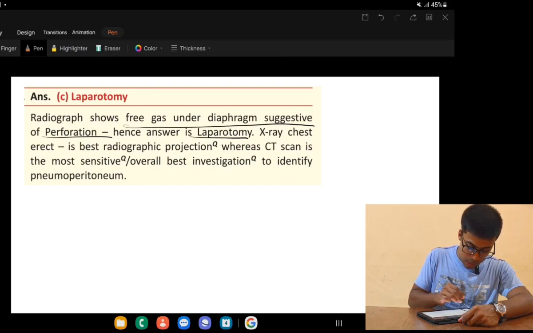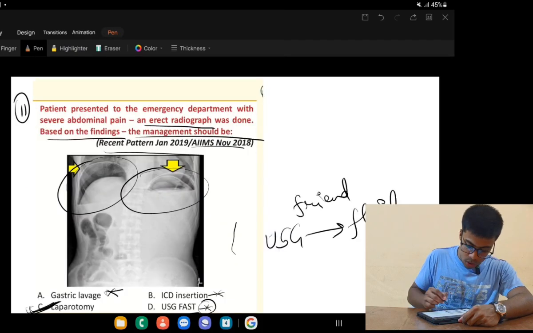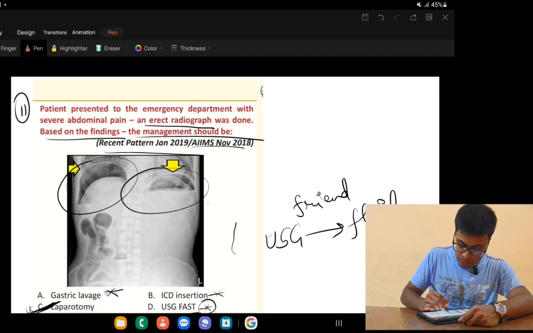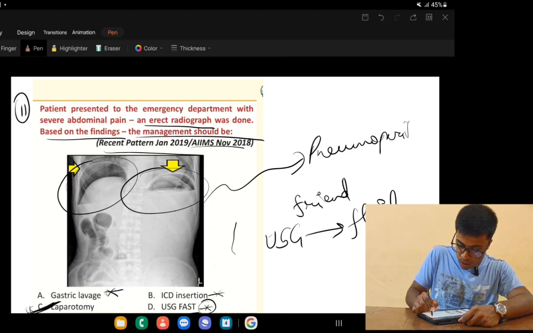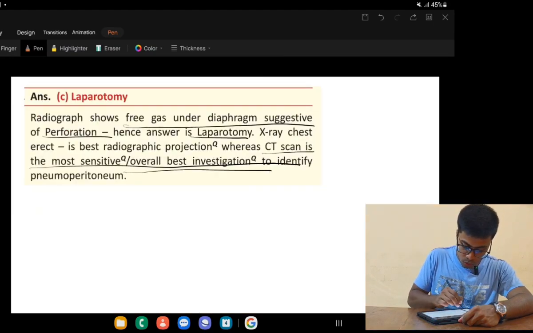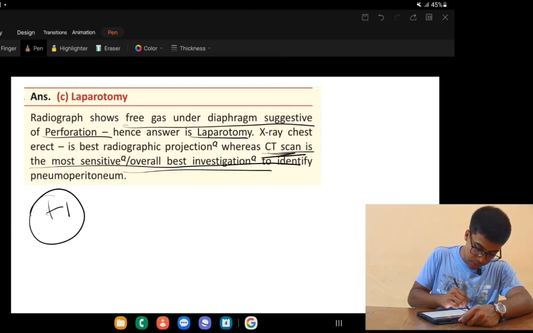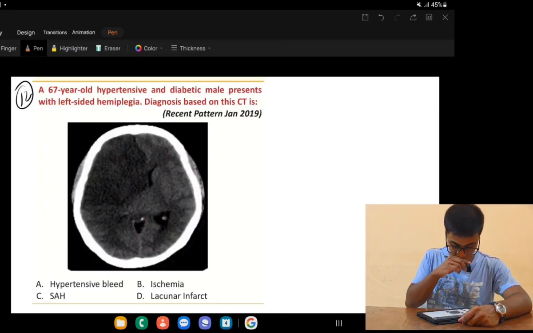Answer is laparotomy. The best radiograph, whereas CT scan is the most sensitive or best investigation for pneumoperitoneum. So it is a pneumoperitoneum case, and the most common and best investigation overall is a CT scan. So one more question added here and done. Extra one more. So let's move on to the next.